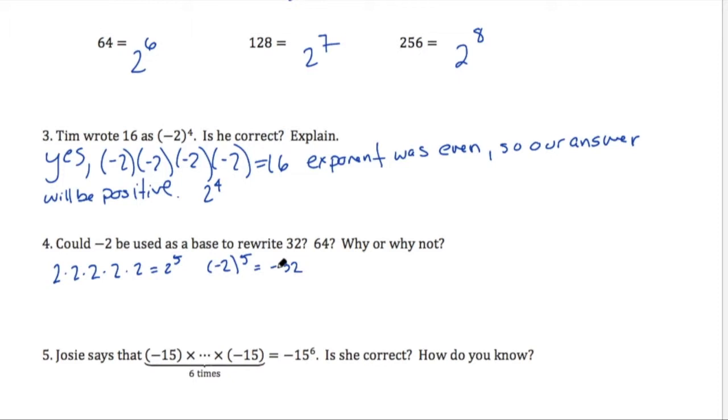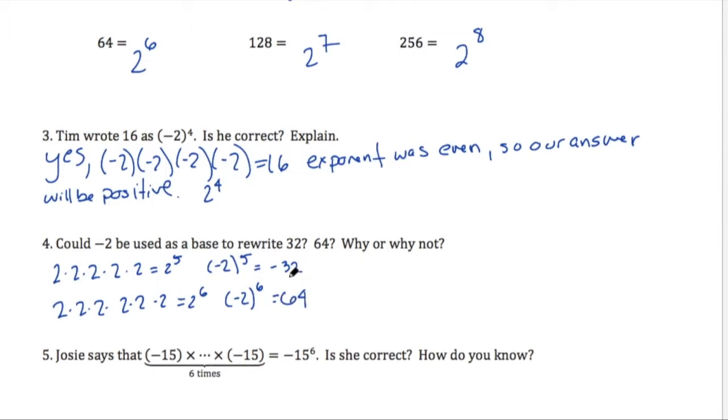For 64, we need 2 times 2 times 2 times 2 times 2 times 2, so that's 6 2's to give us 64. And negative 2 to the 6th power, because that's an even exponent, would give us 64. So it does work for 64, but not for 32. All right, let's look at Josie's work.